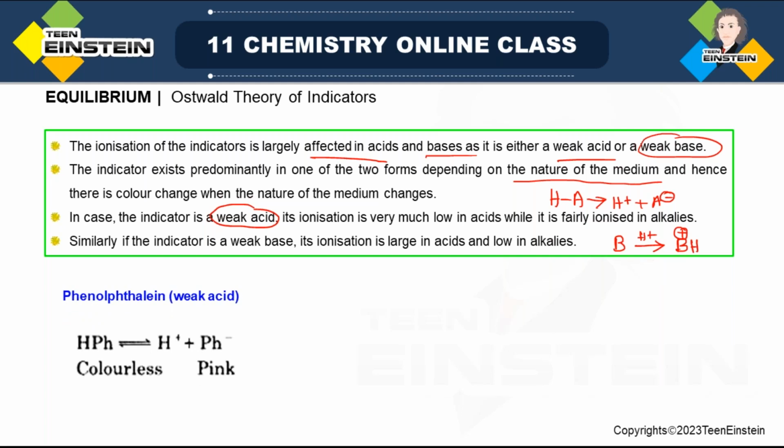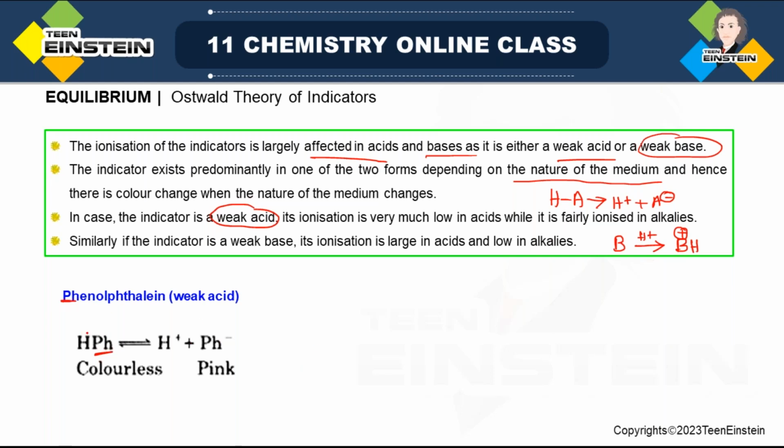So phenolphthalein, this is a very common indicator. This is actually a weak acid. Now it has a large structure, though in the next slide I will show the actual structure, but the detailed structure is not required. You just have to remember here HPh is used. So this Ph is basically coming from the word phenolphthalein. The actual structure is very large.